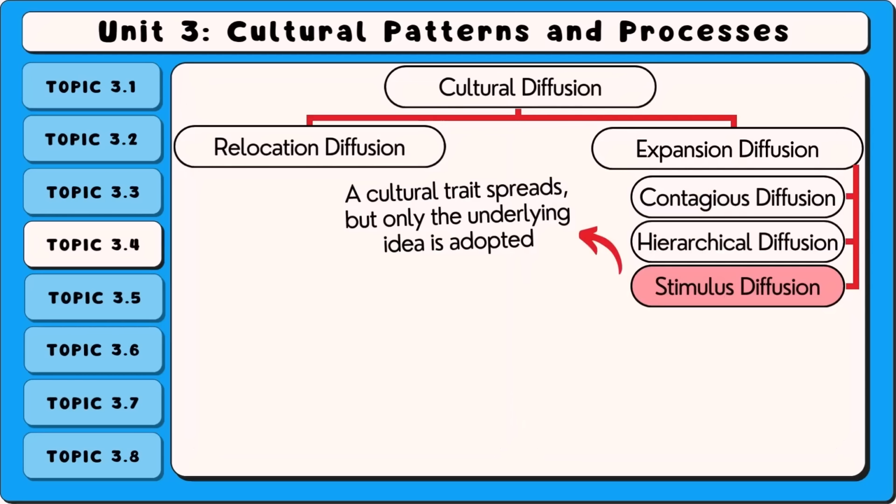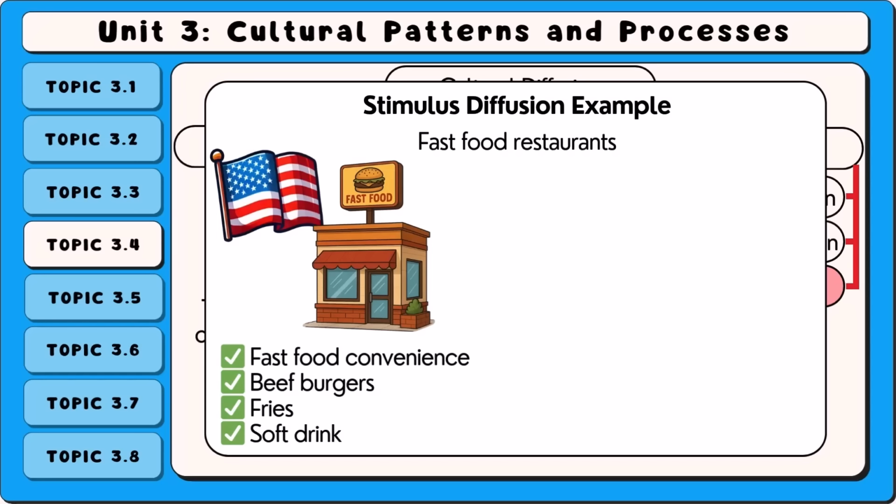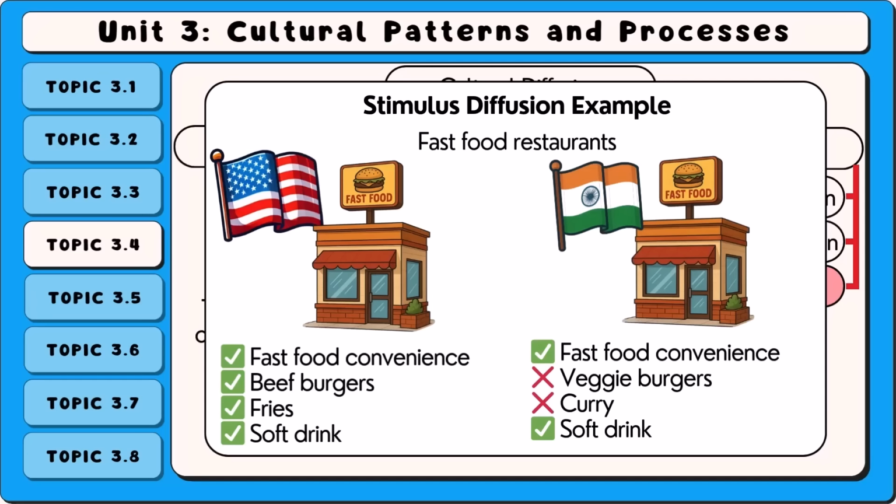Stimulus diffusion occurs when a cultural trait spreads, but only the underlying idea is adopted, not the original form. The receiving culture changes the idea to fit its own needs. For example, fast food restaurants that began in the United States have been adapted in other countries to fit local tastes. A McDonald's in India may serve vegetarian burgers instead of beef, but the concept of fast, convenient meals remains. The core idea spreads, but the final product is different.